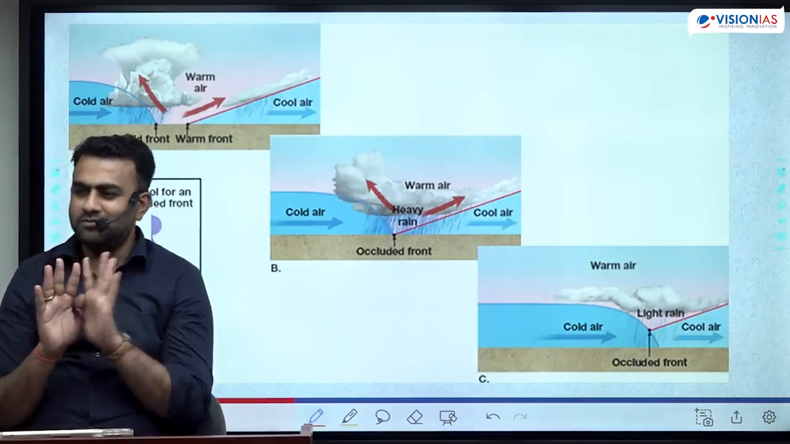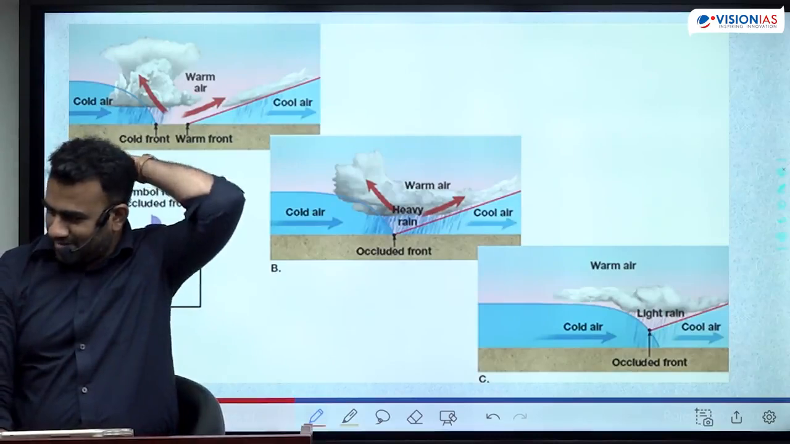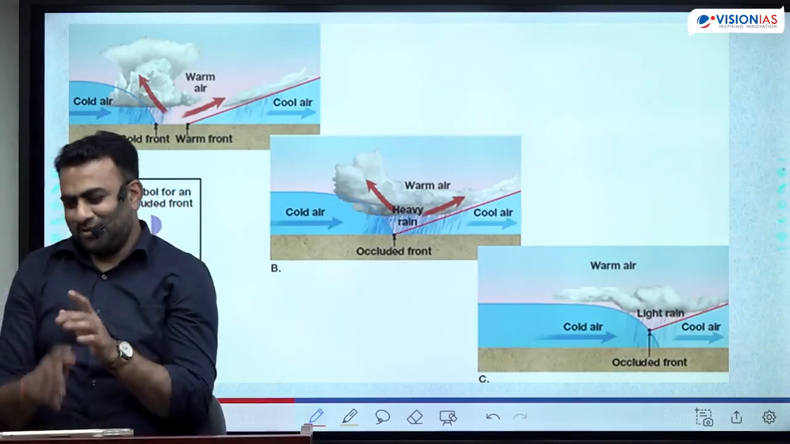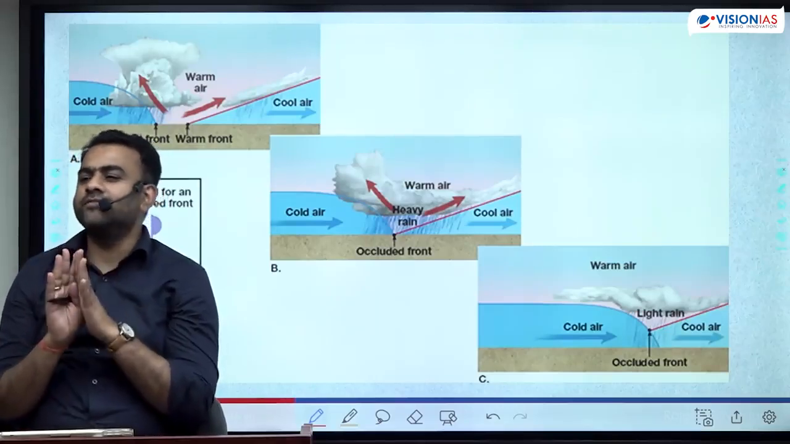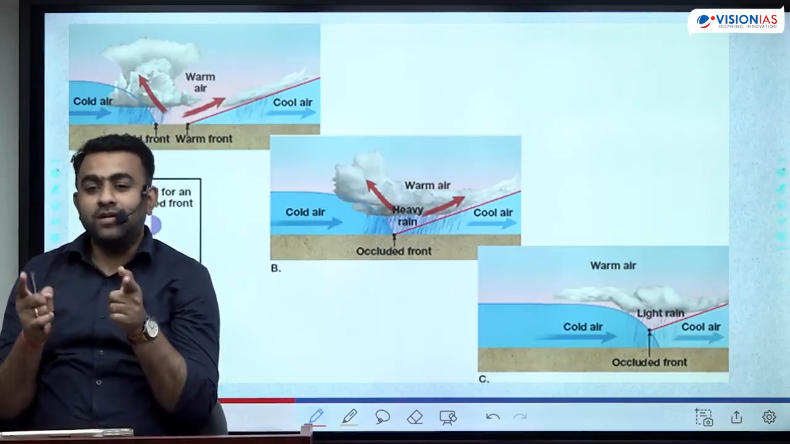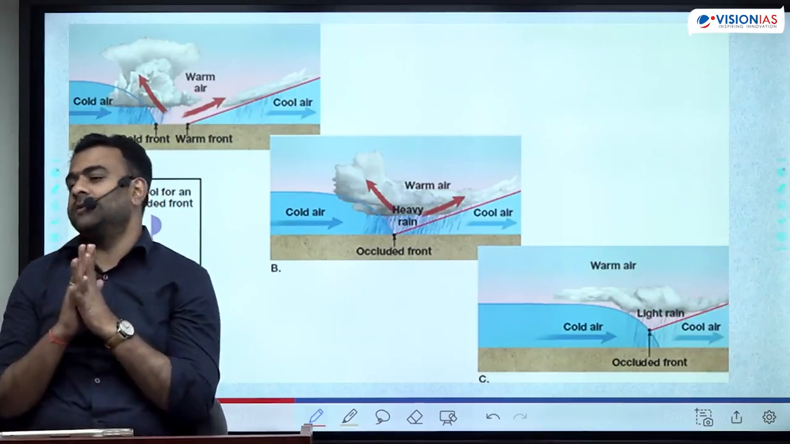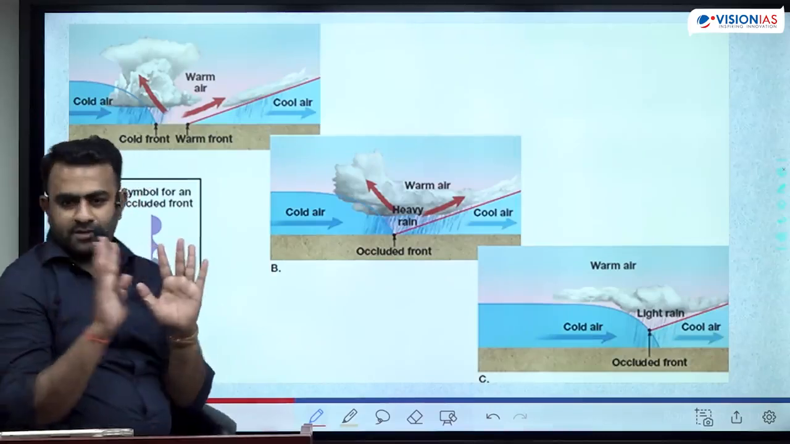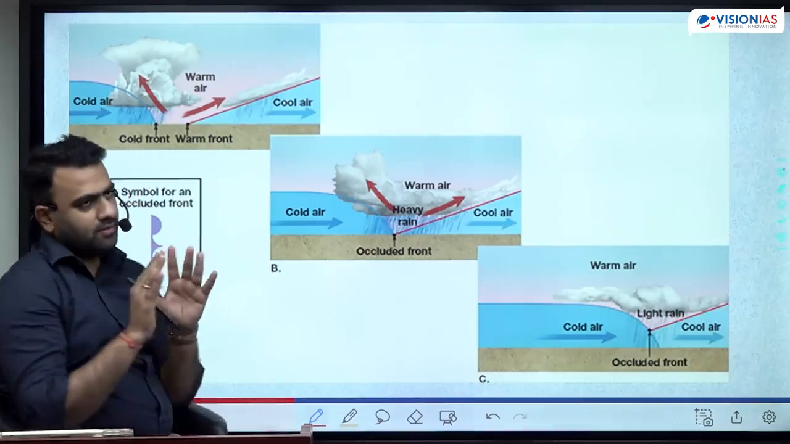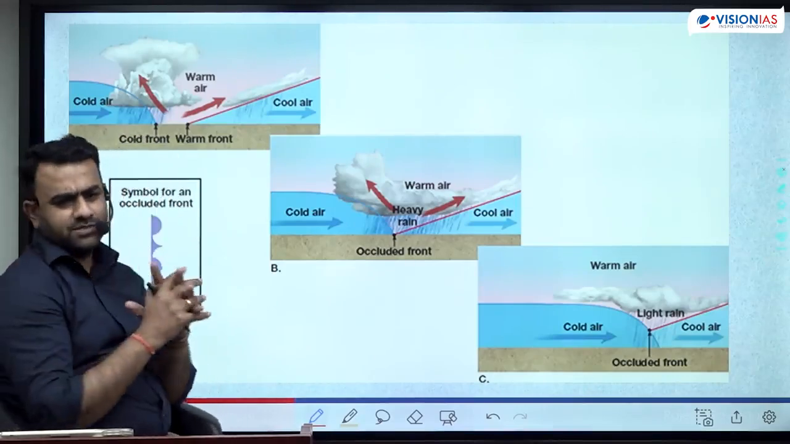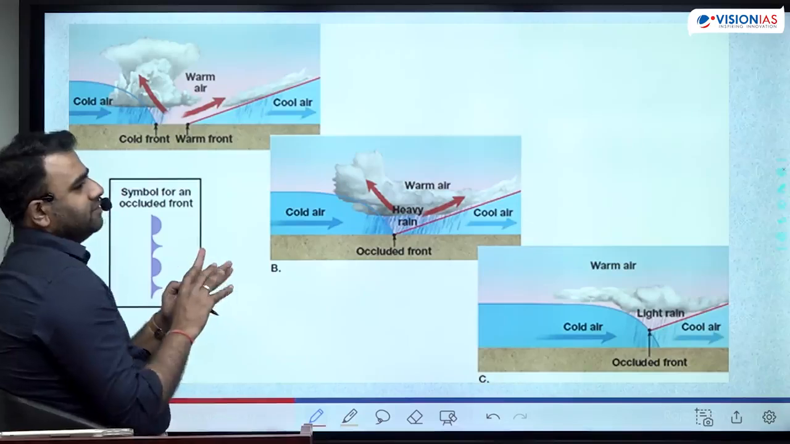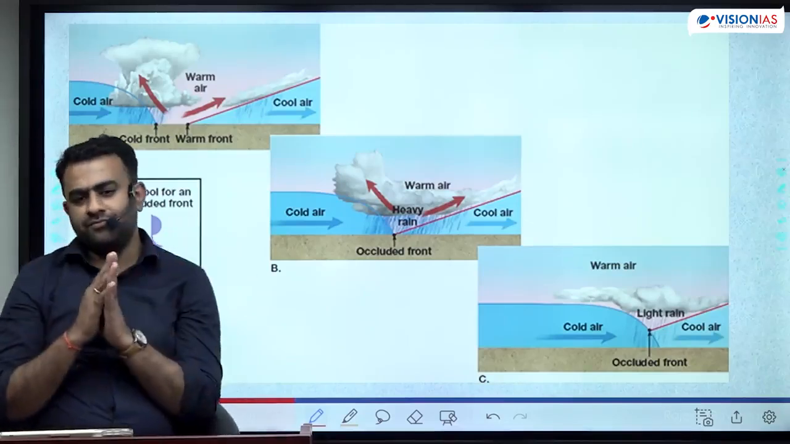How that will happen, I will explain, that is my responsibility, don't worry. Okay? So what is an occluded front? When two different fronts merge together. That is through the formation of these fronts and temperate cyclones. That is how it happens. Okay, we'll see that. Just imagine it is happening.